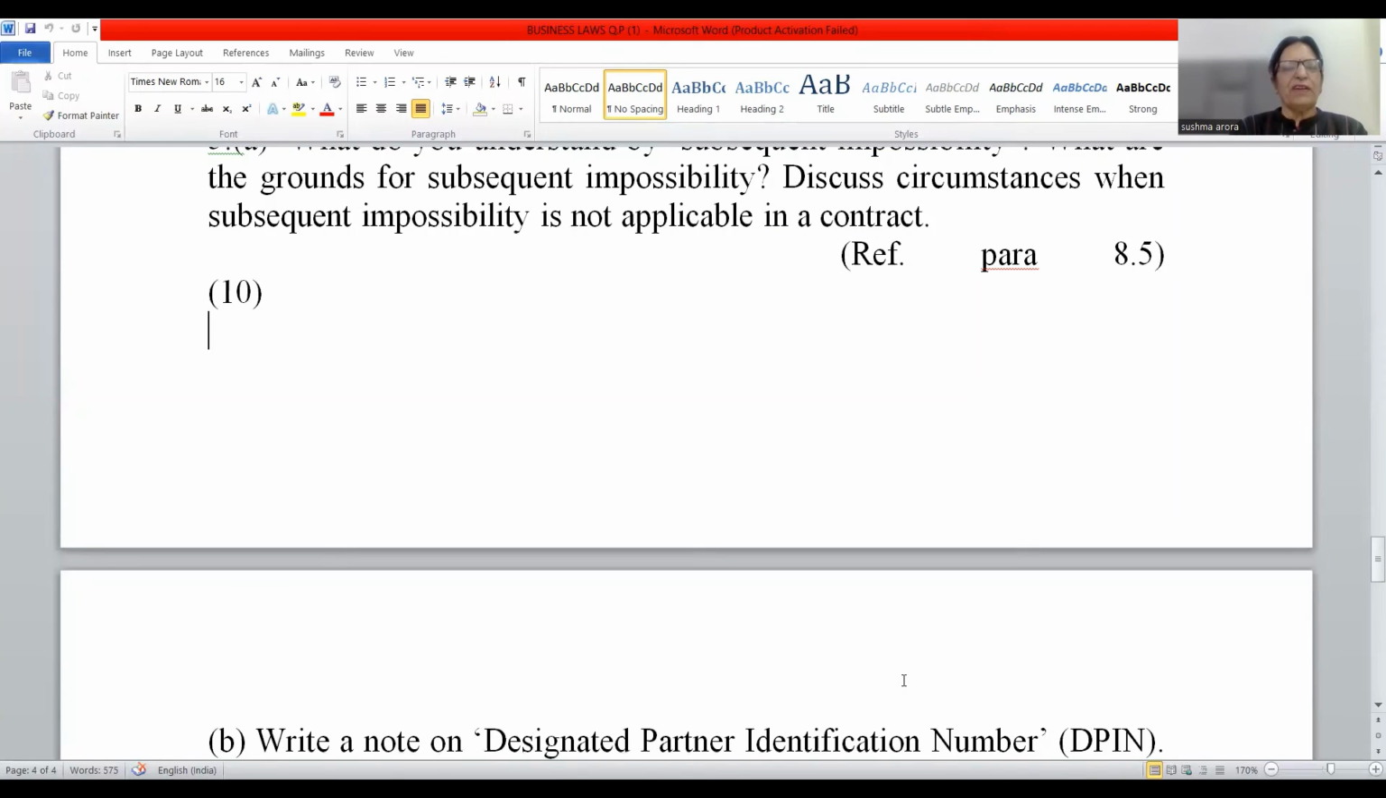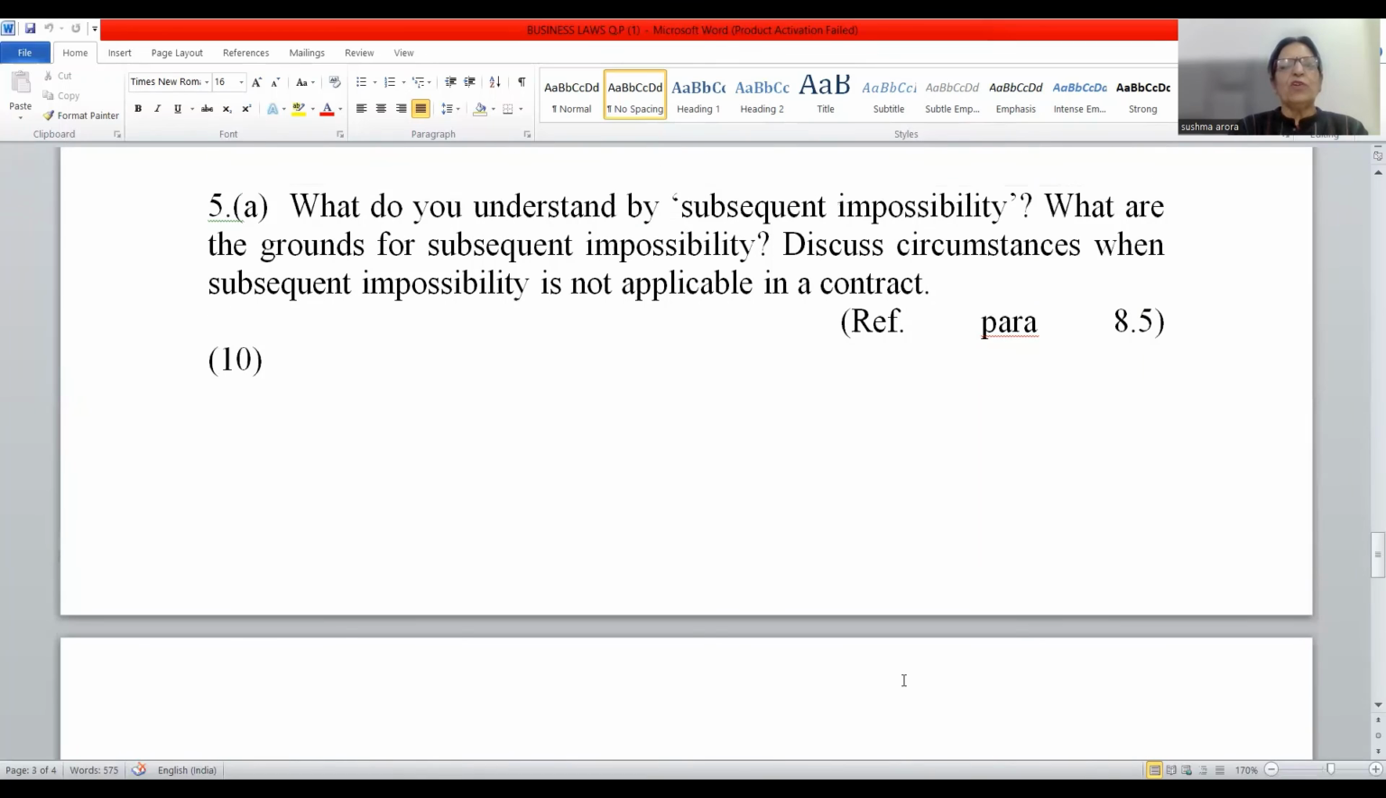Then question number 5. What do you understand by subsequent impossibility? This question is from the special acts. Now, this question is from the first unit, that is discharge of a contract. This is chapter 8 in my book. What do you understand by subsequent impossibility? Subsequent impossibility is also known as supervening impossibility. What are the grounds for subsequent impossibility? There are 5 cases which have been covered by subsequent impossibility.